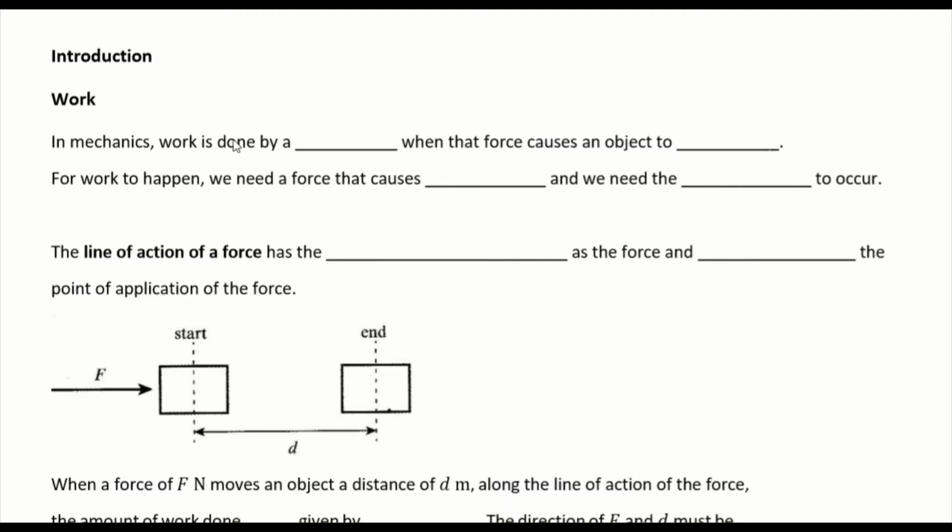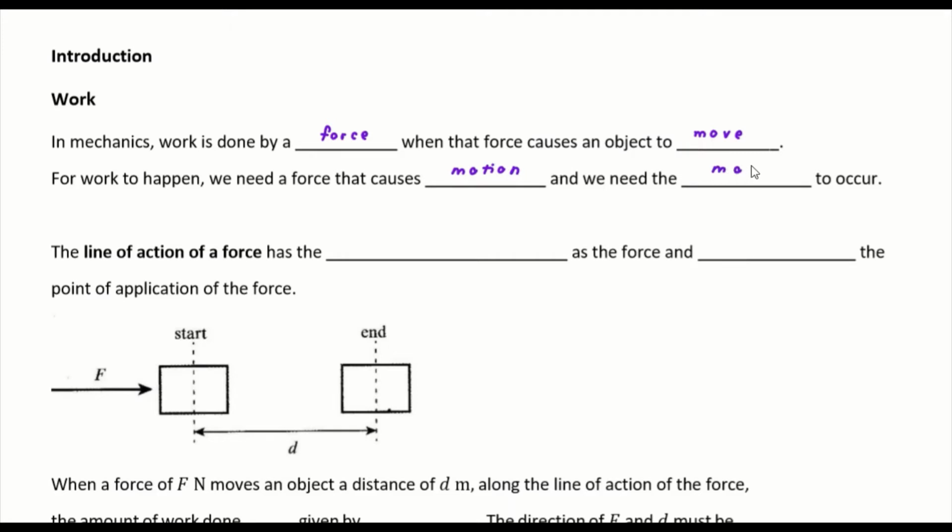Okay, so in mechanics, work is done by a force. Okay, so remember this idea. So work is not done by a person. Okay, it's done by a force when the force causes an object to move. So there are two main components in the definition. The first one is there must be a force. The second one is that the force must cause an object to move. So if, let's say, a force exists, but the object doesn't move, which means no work is done. Okay? So for work to happen, we need a force that causes motion and we need the motion to occur.